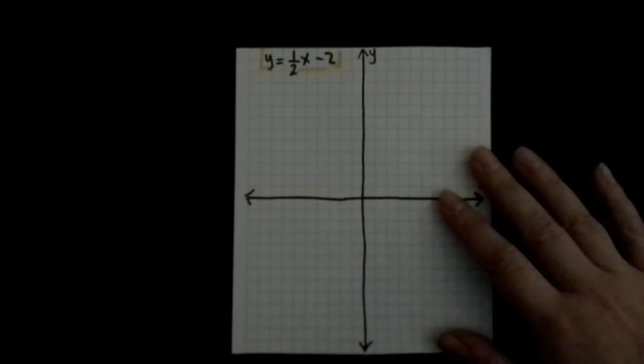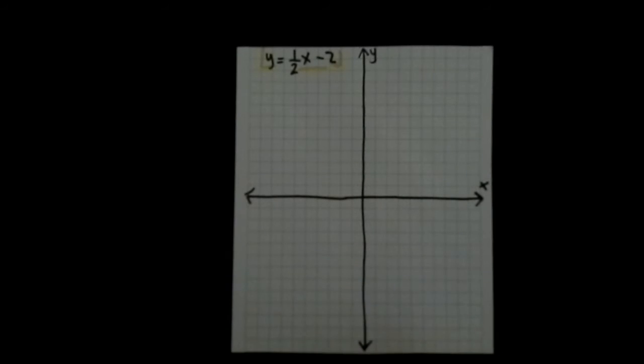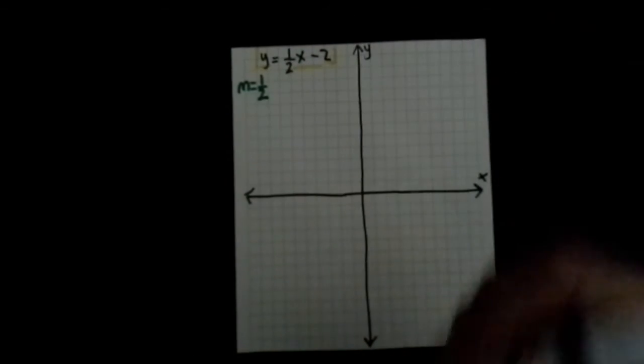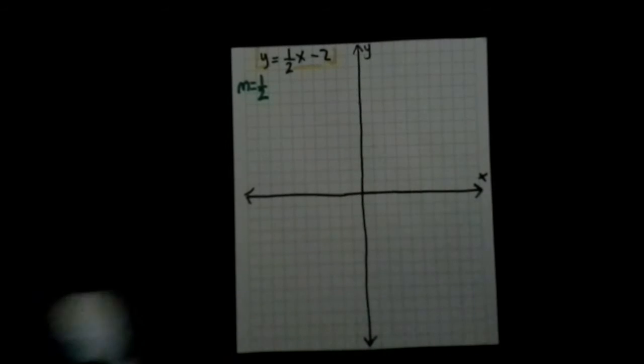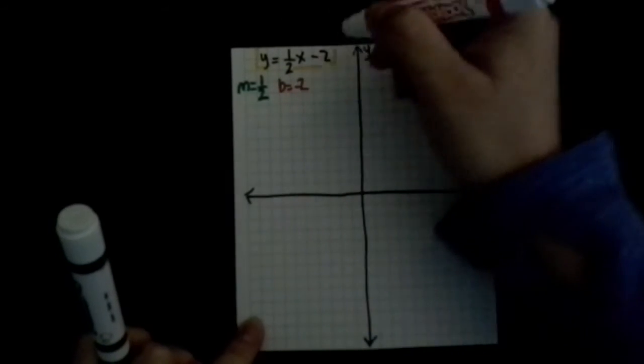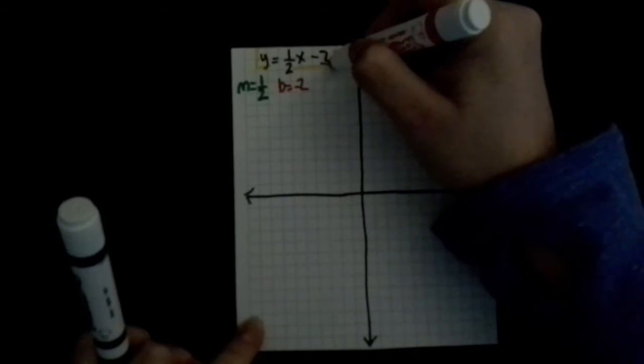In this example, I'm going to graph an equation that's already in the form y equals mx plus b. The first thing I need to do is identify my slope and my y-intercept. So the slope is the number, or the coefficient, which is in front of the x. So I know that my slope is 1 over 2 and my b will be negative 2. It's this number here by itself.